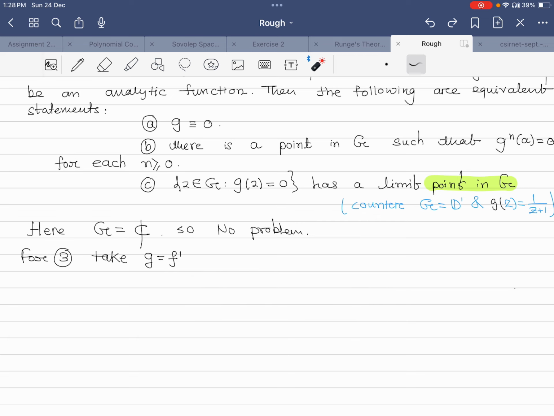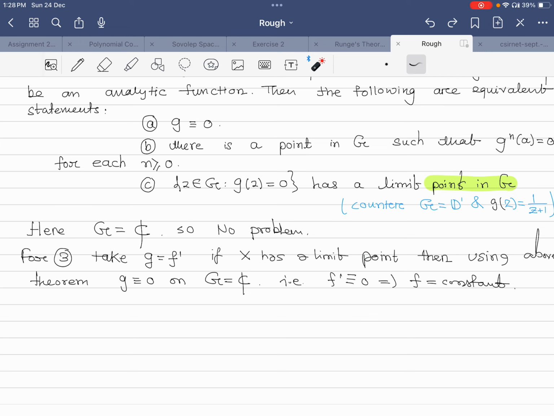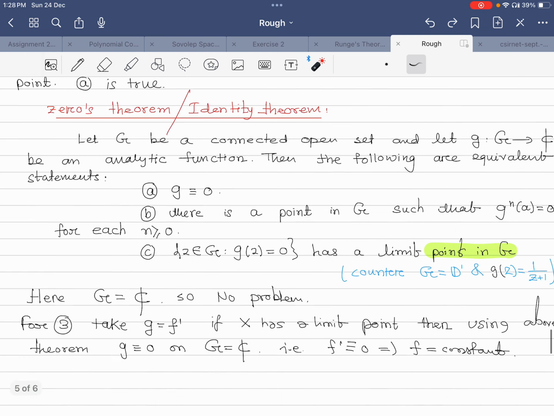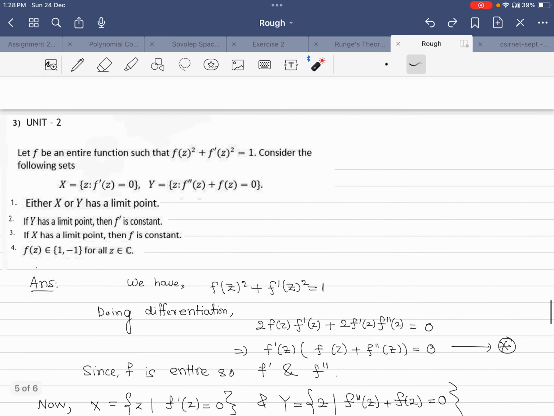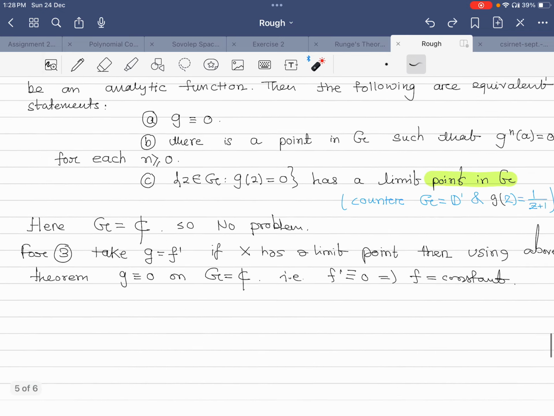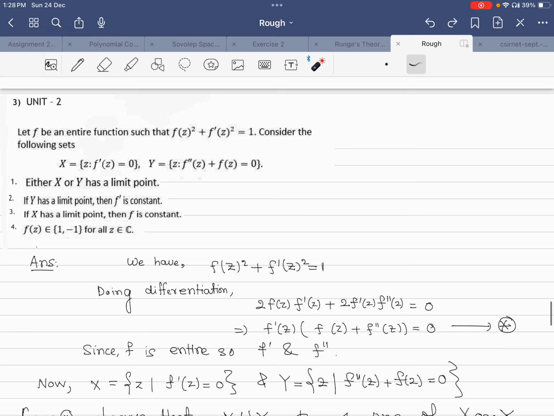Since X has a limit point, then g will be 0, right? It is trivially 0 on whole C, that is f prime is 0. f prime 0 means f is constant. Yeah, so 3 is true.